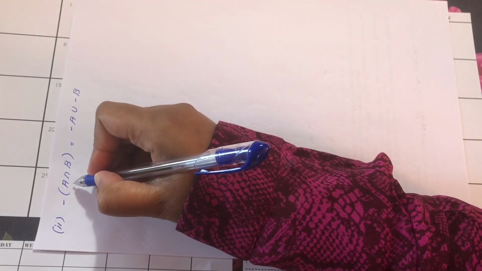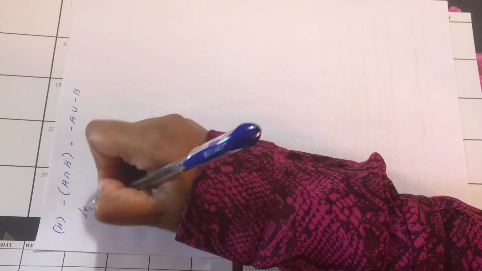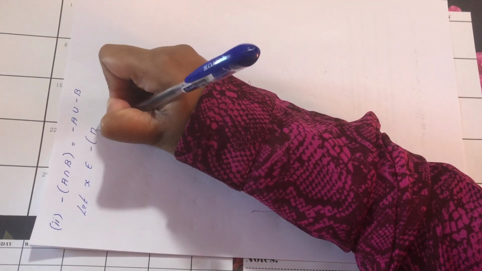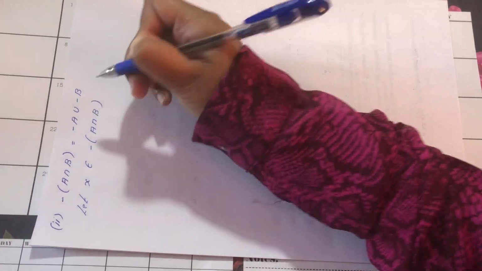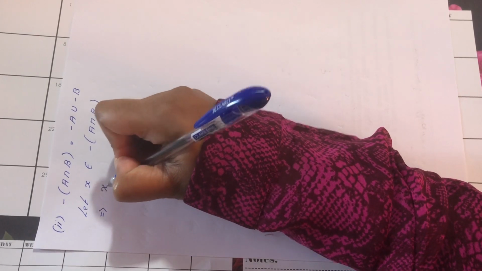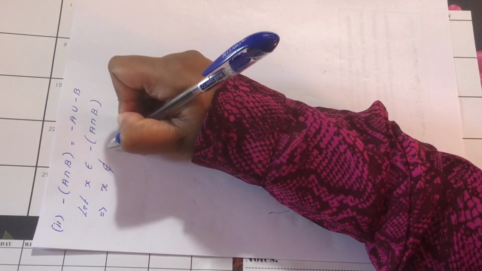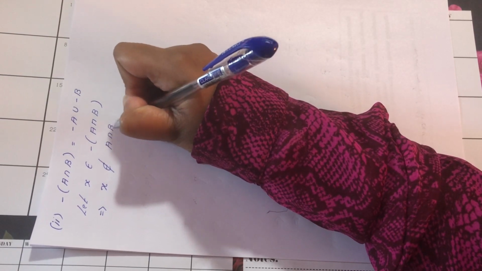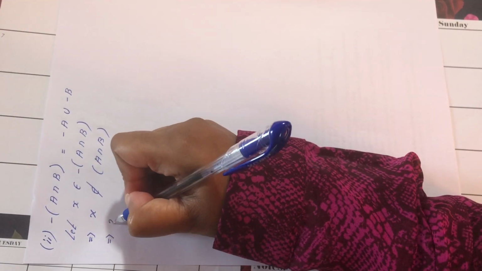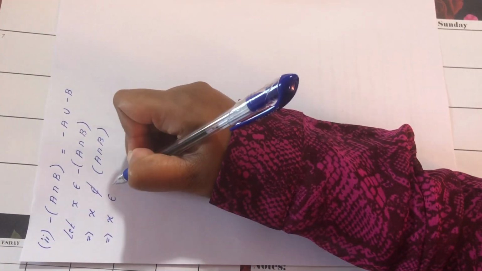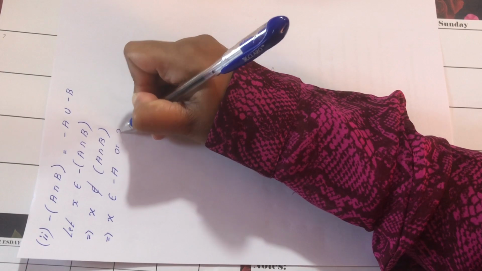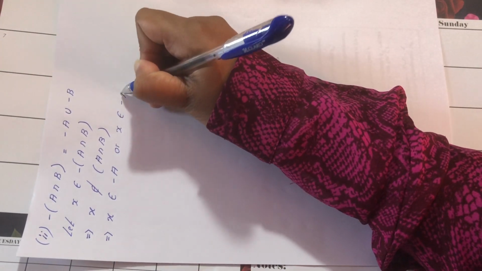So taking the left hand side, let X be an element of the complement of A intersection B, which means X is not an element of A intersection B. It means that X is an element of A complement, or X is an element of B complement.